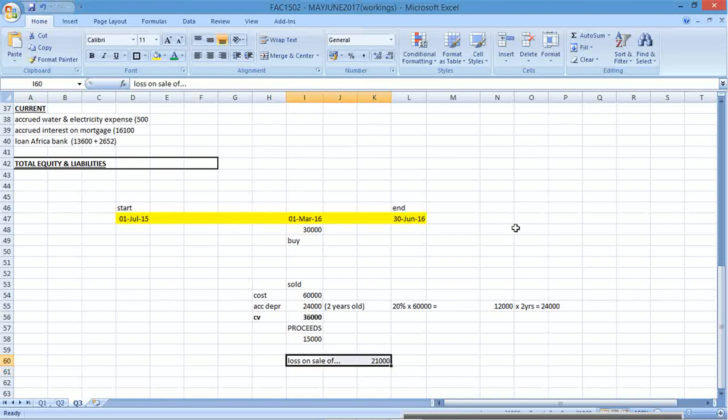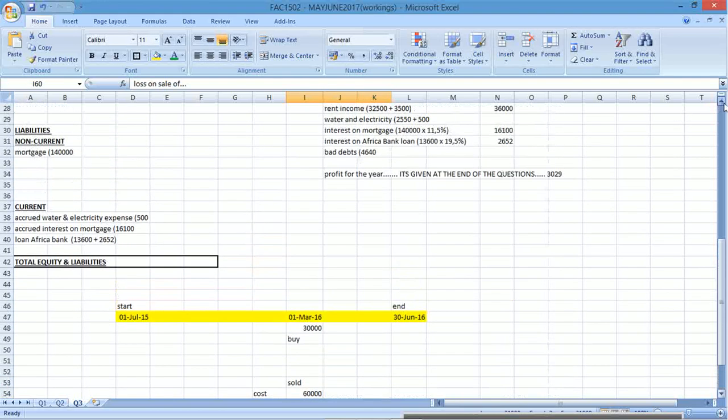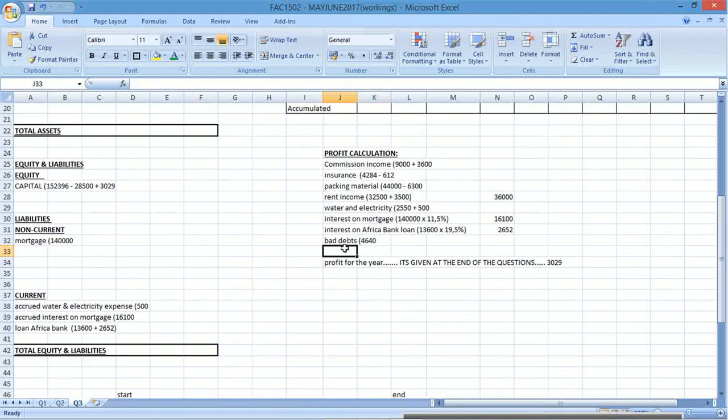Right, but the loss on sale would have been part of this calculation. Okay, loss on sale of an asset. Okay, we didn't actually have to draw up this calculation because they gave us the final answer. So I don't actually have to do that, but I'm just showing it in case it was a different question where you would have to do it.